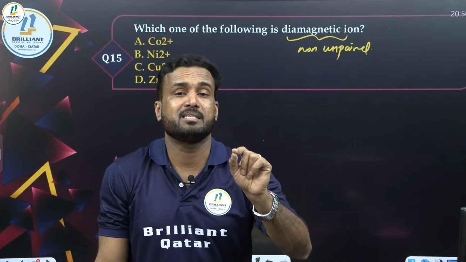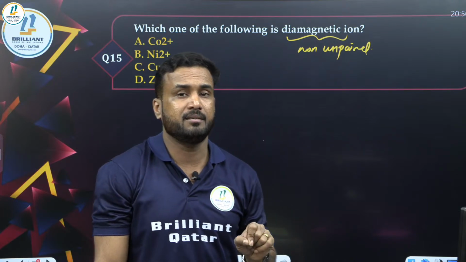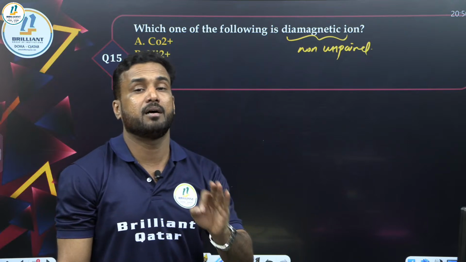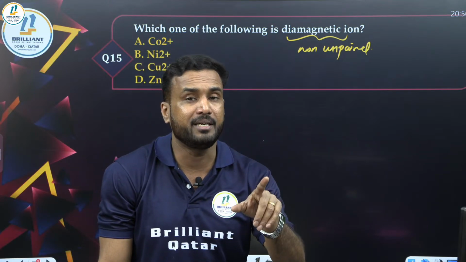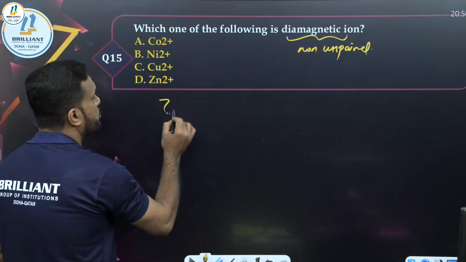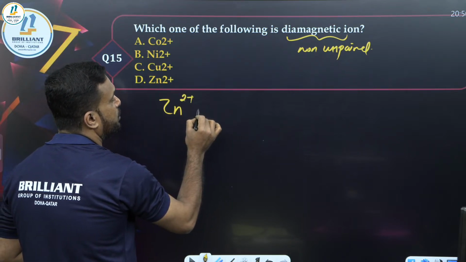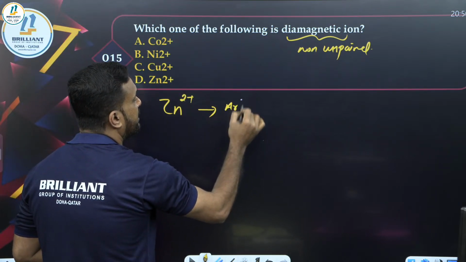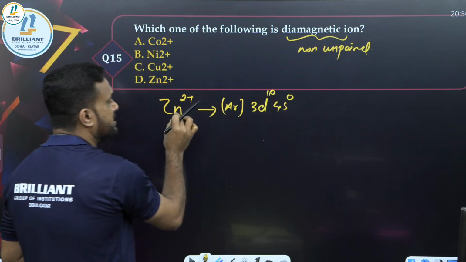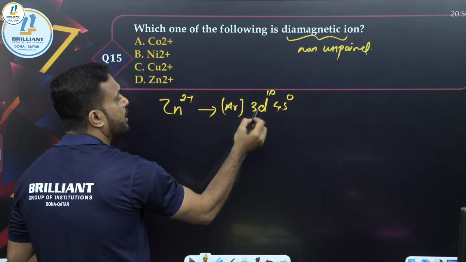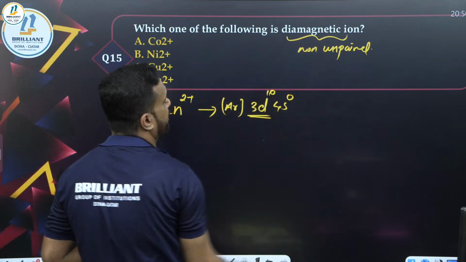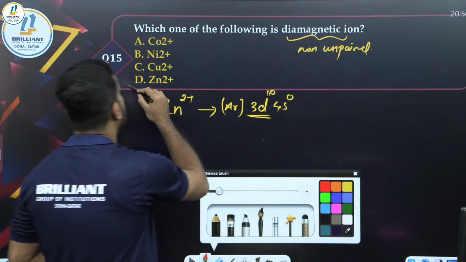Zinc is a pseudo transition element because of the reason. What is the reason? Zinc has completely filled d both in ground as well as in dipositive state. So zinc 2 plus, what is the electronic configuration? I'll write argon with 3d10 4s0. Even if it is Zn also, 4s will be 2. Now 3d10 means no unpaired electron. No unpaired electron means diamagnetic. So right answer is zinc. So we will move to the next one.